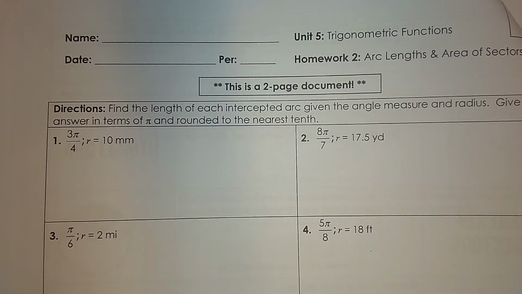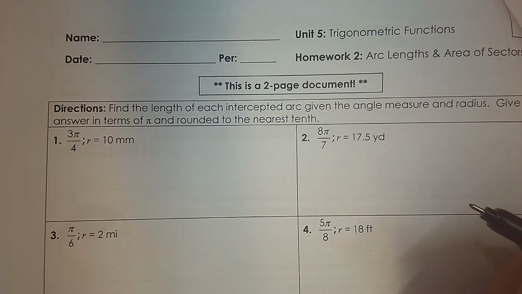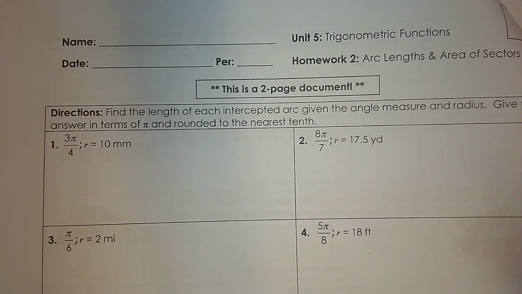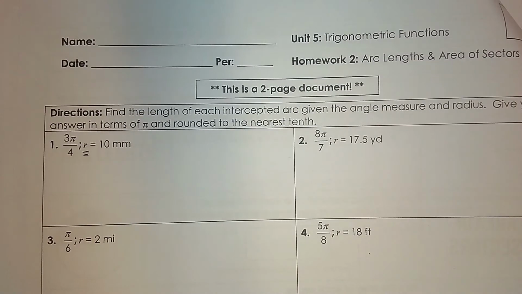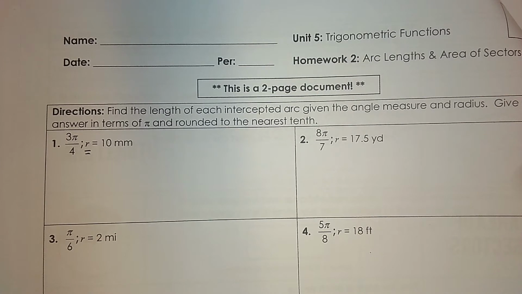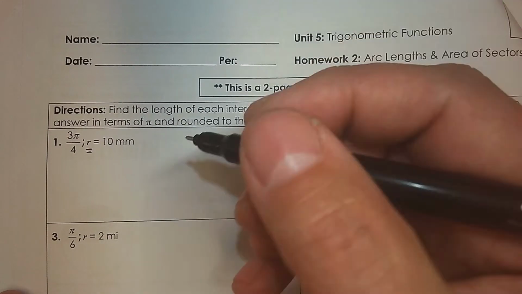In this question, you have an arc and you have an angle. We have a circle, and the radius of the circle is 10 millimeters, and the angle that's intercepted is 3 pi over 4. You're asked to find the length of the arc. So we need to know the formula. Let's just get down to that.